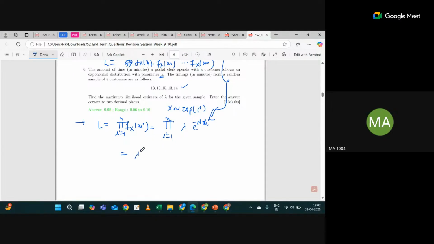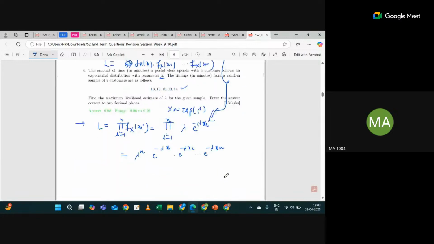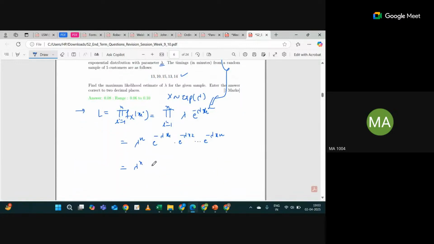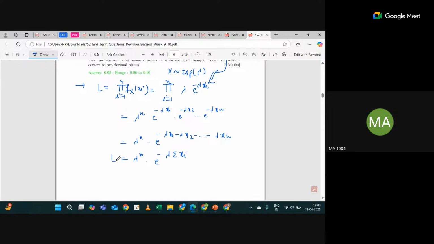So what you will get is lambda raised to power n, because you are multiplying lambda n times. And e raised to power minus lambda x1 into e raised to power minus lambda x2 and so on, e raised to power minus lambda xn. So we can add the powers: lambda raised to power n into e raised to power minus lambda times summation of xi. Is this clear to all of you?